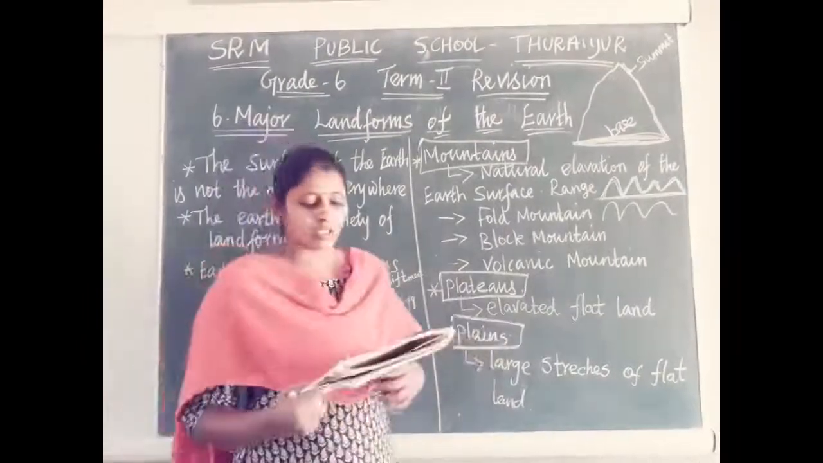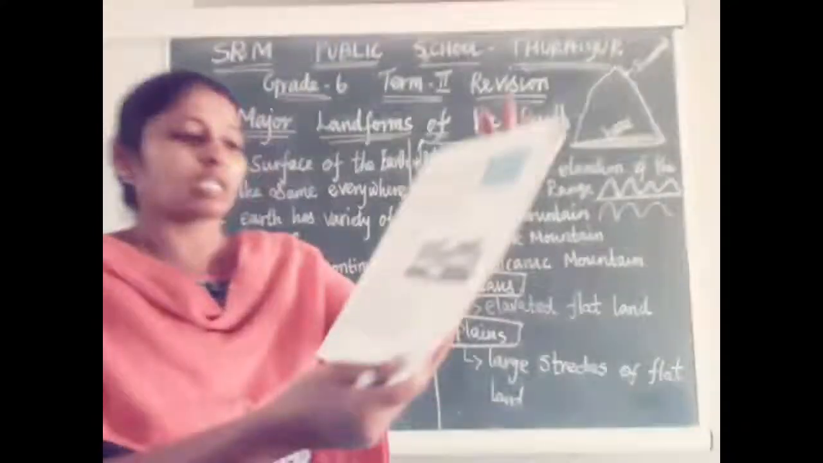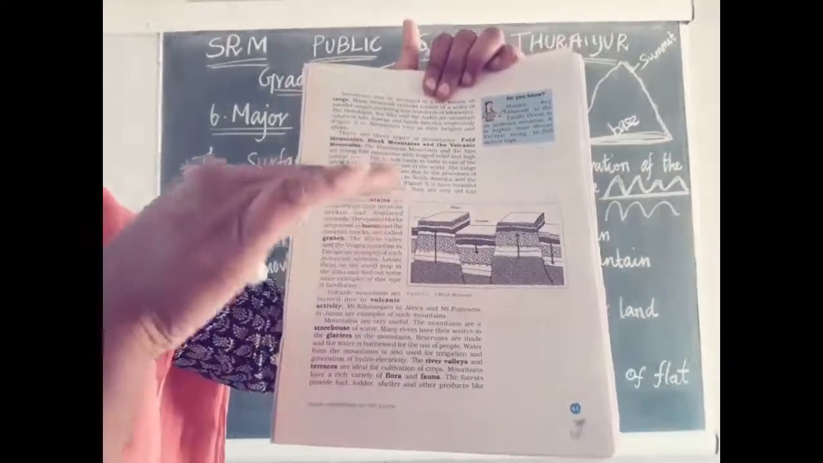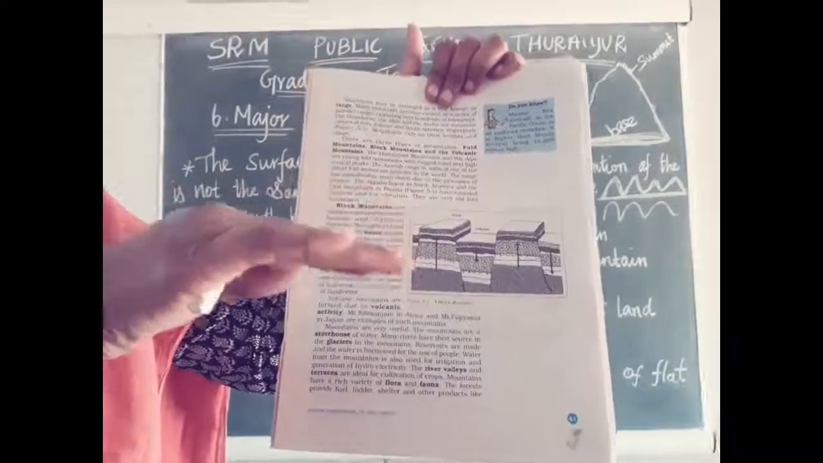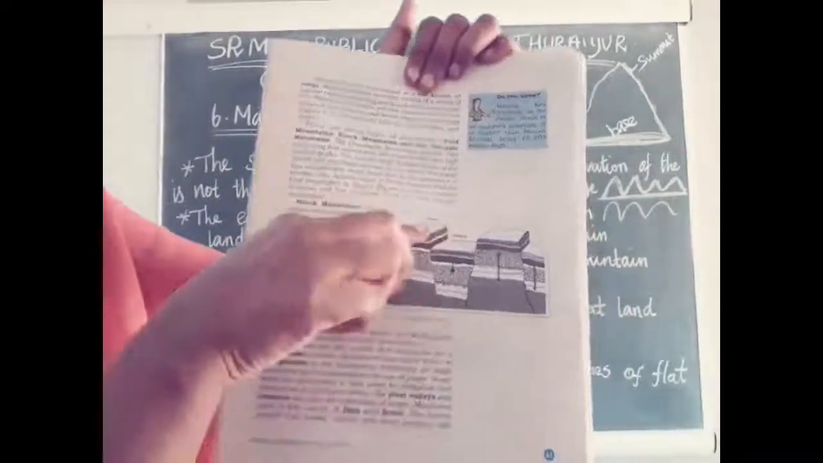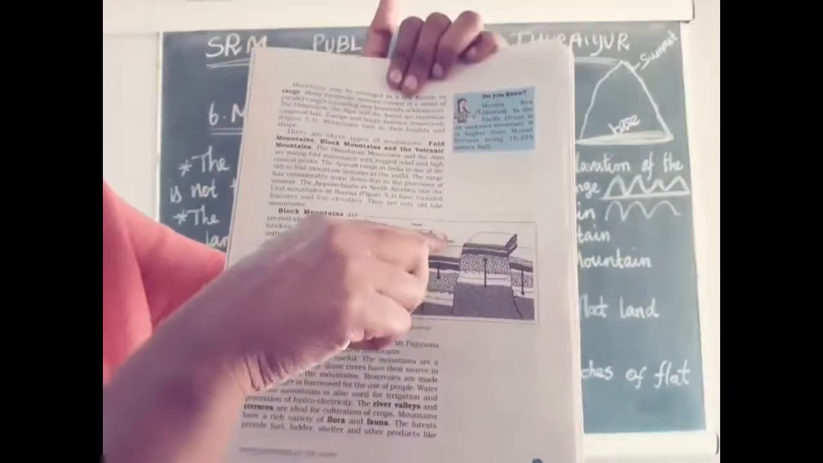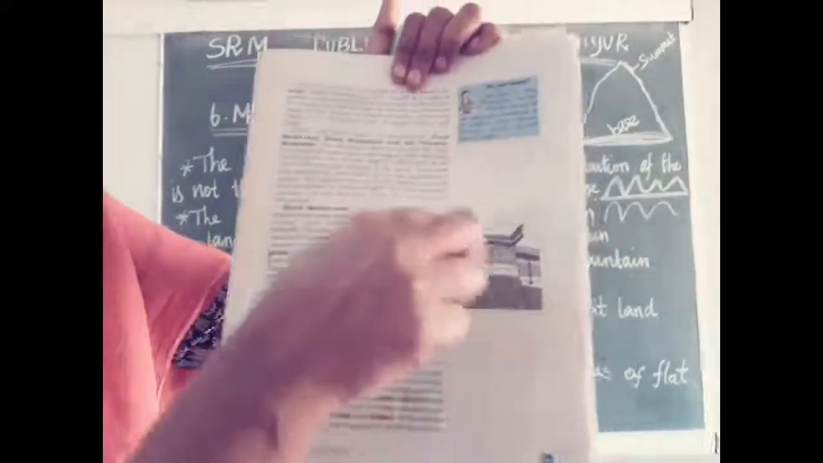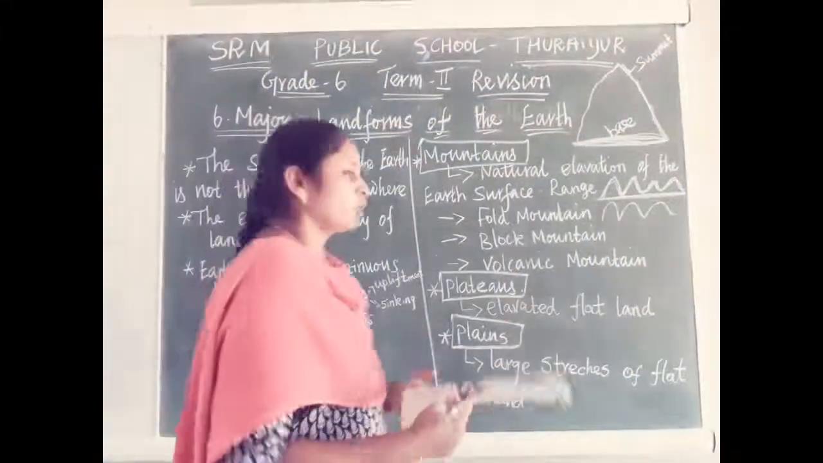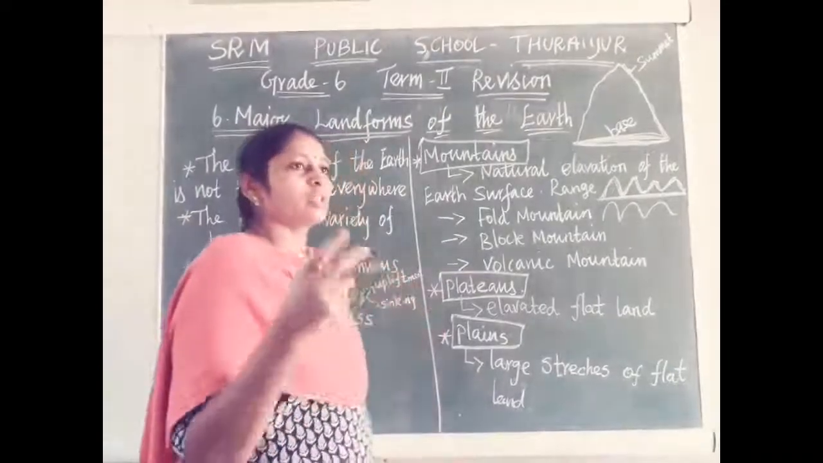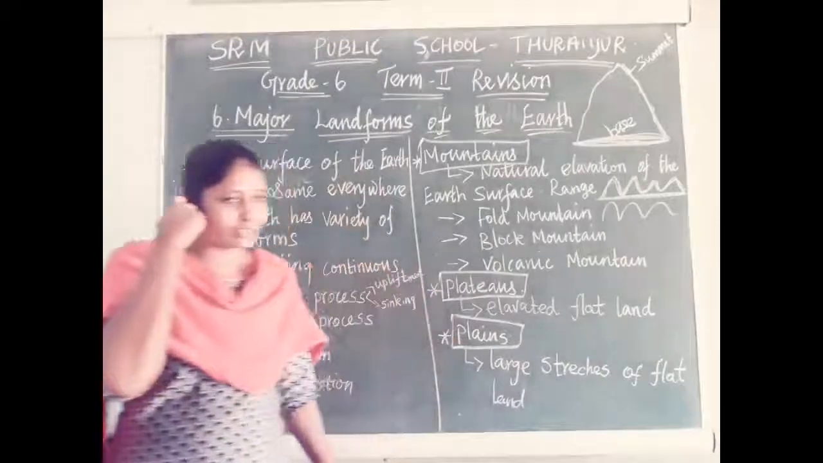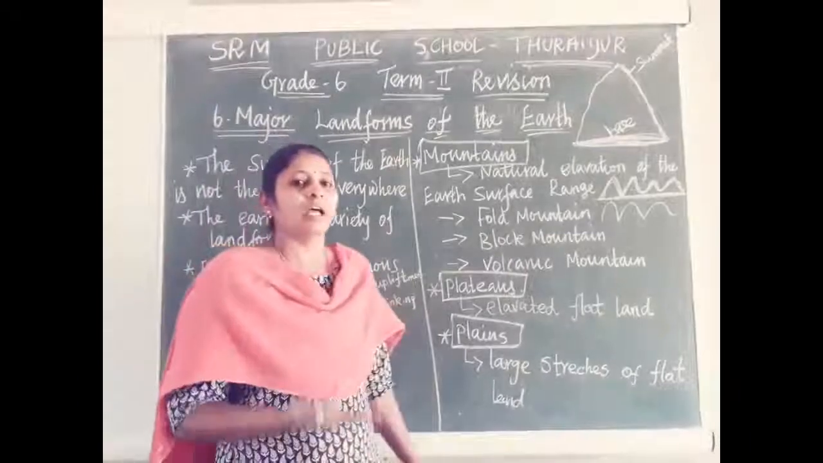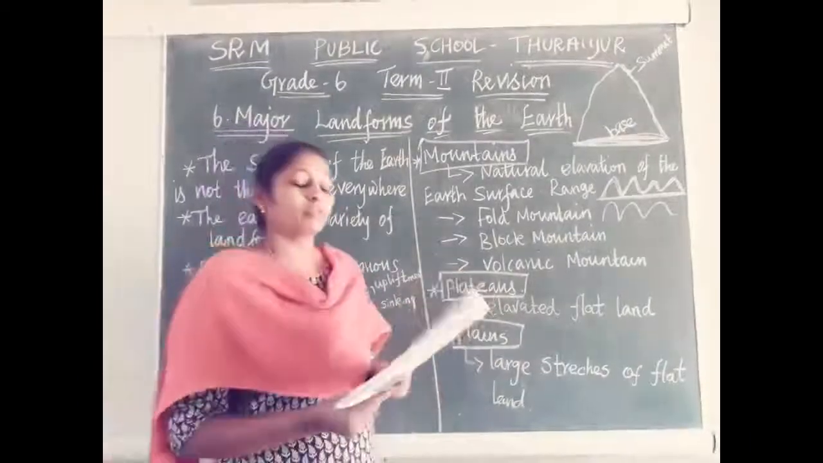What is a block mountain? Suppose this is normal land. Sometimes some landmasses are broken and displaced in a vertical manner. That is when we get a block mountain, like a block system. When we were kids, we used to play with blocks. Like that, the landmass is displaced and broken, and we get a block mountain.